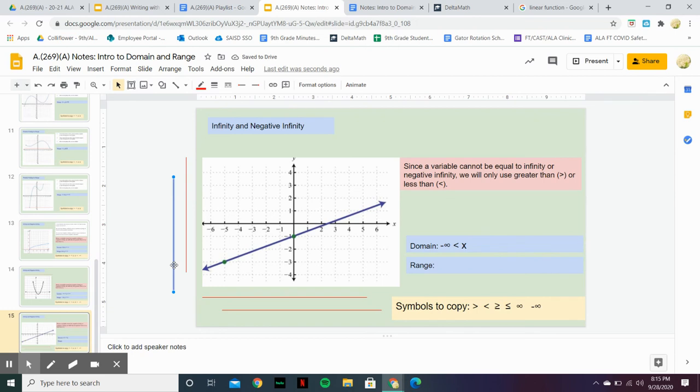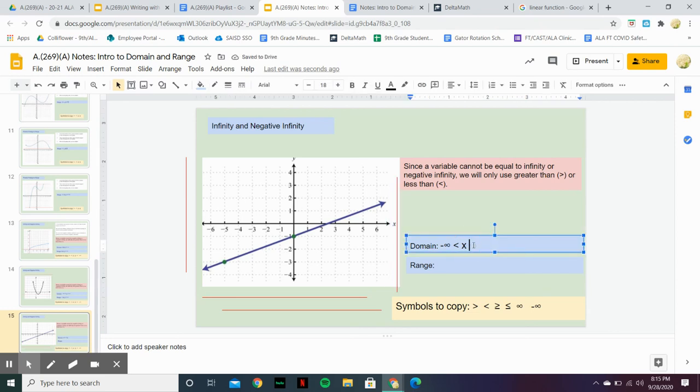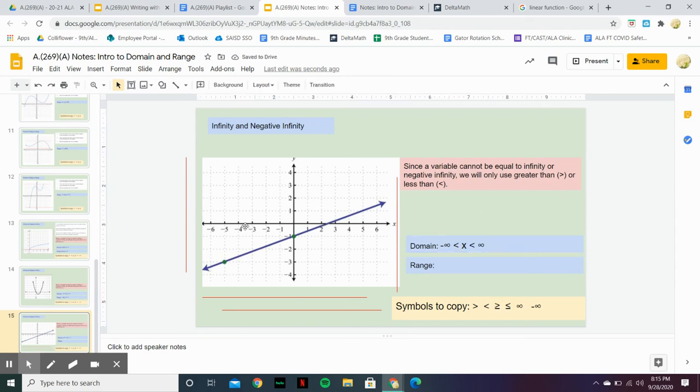And the same thing goes when I look to the right of this graph. This arrow tells me that the domain doesn't stop here. It goes on forever to the right. So I know that x can be less than positive infinity. x can be any number on the x-axis. My domain can be any number on the x-axis.